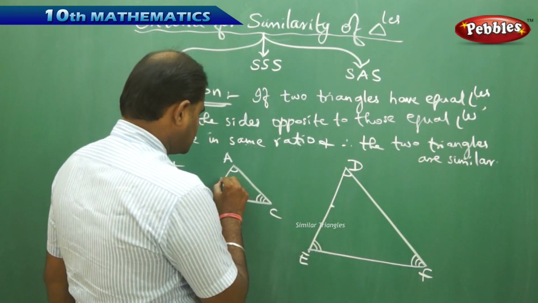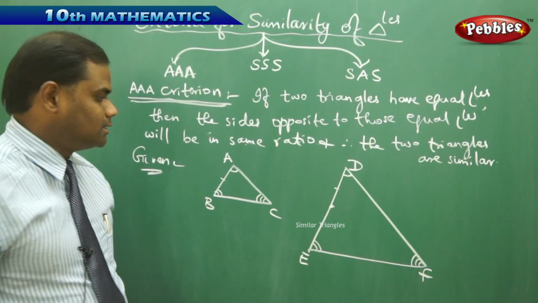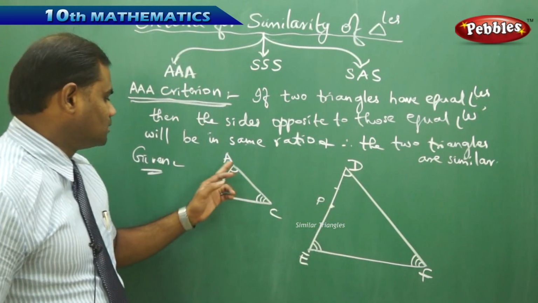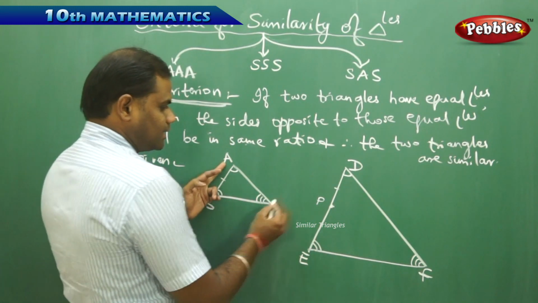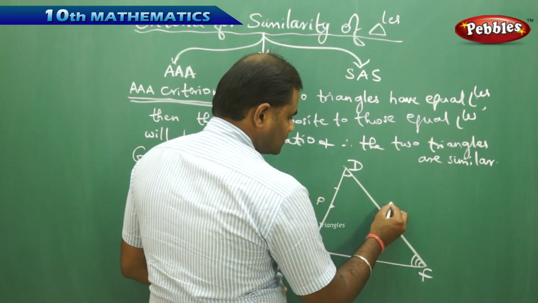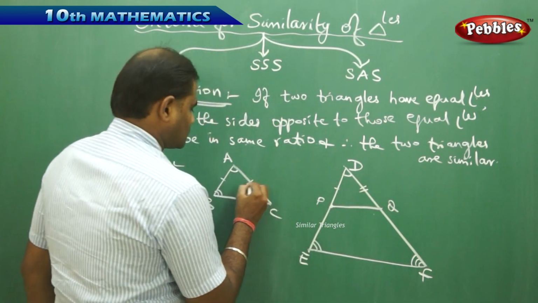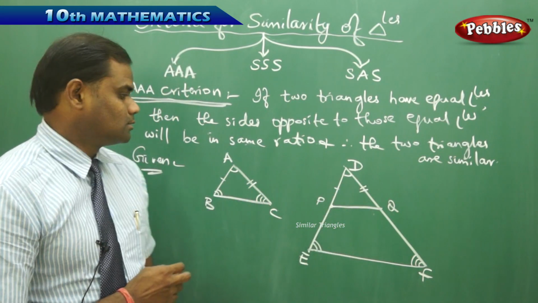I take the distance AB and cut an arc on the line segment DE such that I get a point P which is exactly equal to AB. Therefore, AB equals DP. Similarly, I take AC and that measurement I take here as DQ, so that I get a triangle with this equals this and this equals this.